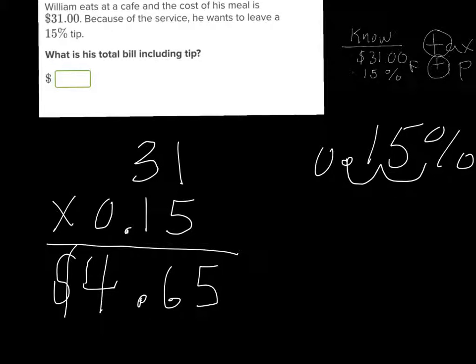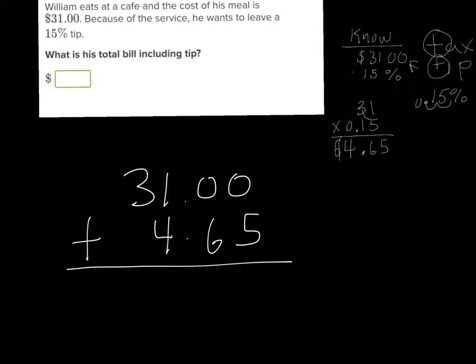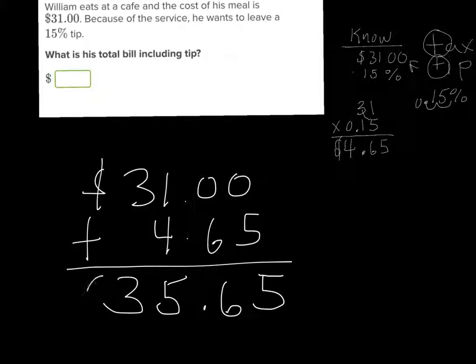Are we adding that on to the 31, or are we subtracting it? Adding it on. Okay, let's just wrap this up. You can add it up for us. It's 5. Okay. 6. And then 5. Okay. 3. Put your dollar sign in, right? So what was his total bill, including his tip? $35.65. Great job. Thanks.